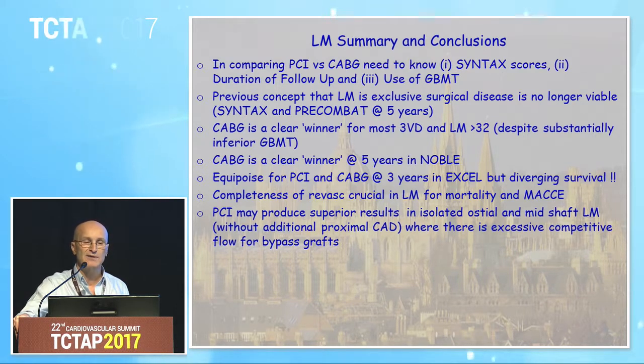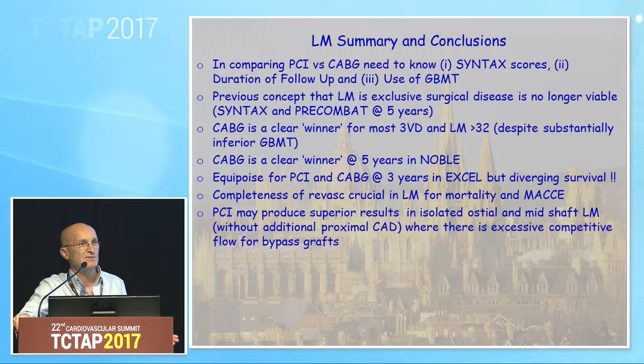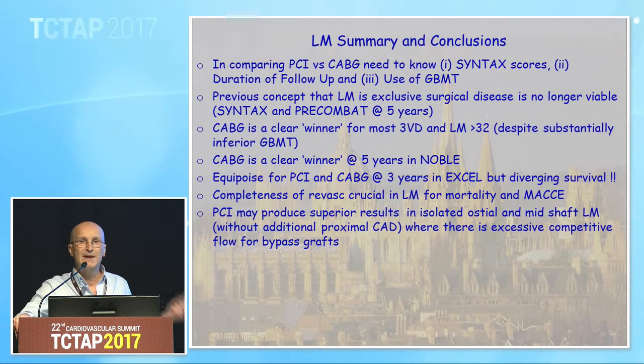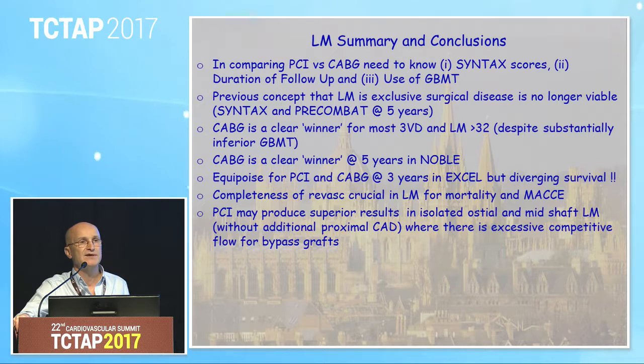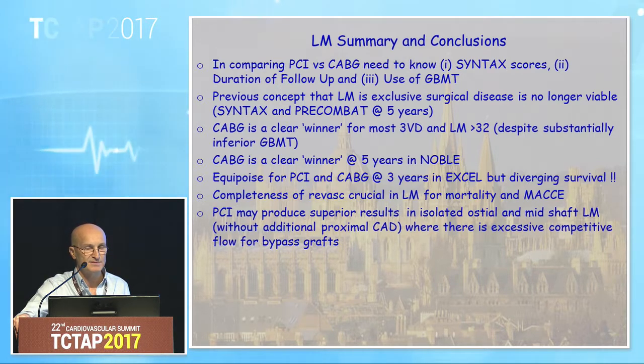CABG is, however, a clear winner for most three-vessel disease and for left mains above 32, and that's despite the fact the CABG patients received substantially inferior medical therapy and would have had better results had they received optimal medical therapy. CABG is a clear winner at 5 years in the NOBLE trial. At 3 years, there is currently equipoise for PCI and CABG in the composite endpoint in EXCEL, but be aware of those diverging survival curves, and we really need to see the 5-year outcomes.